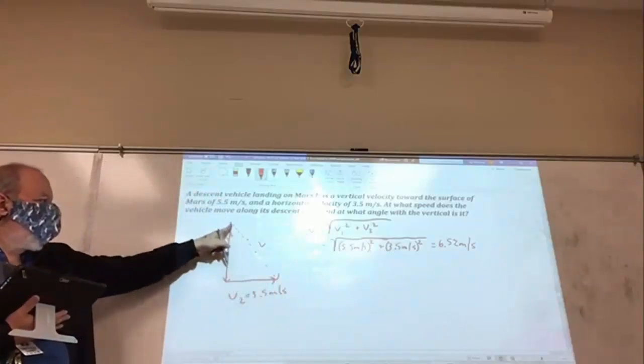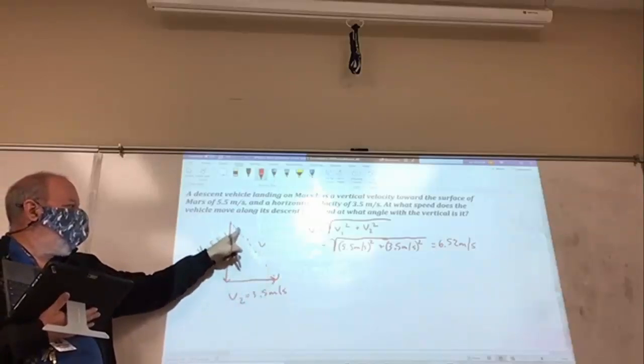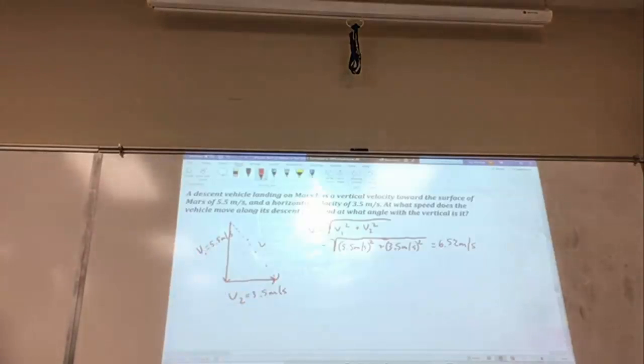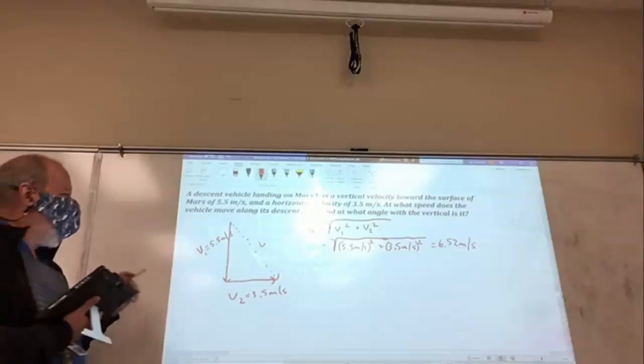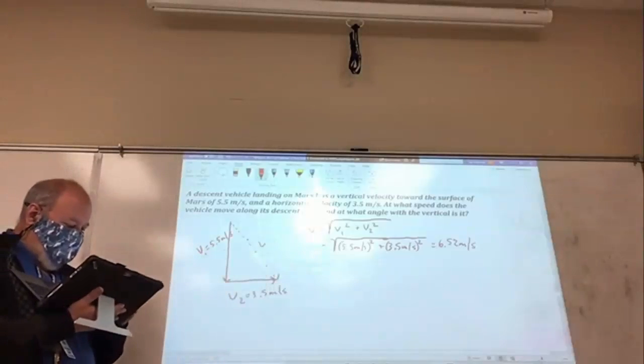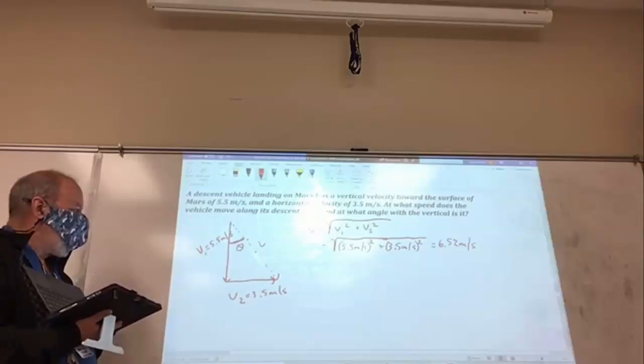And so the speed along this path will literally be the length of that vector, okay? And now we also want to find the angle with the vertical. We're going to call that angle theta.